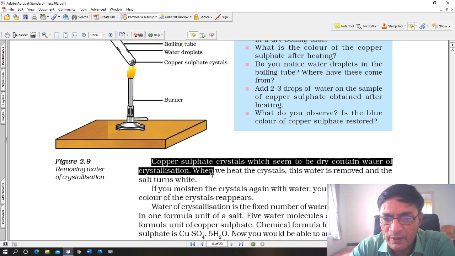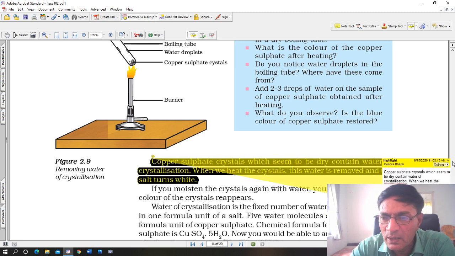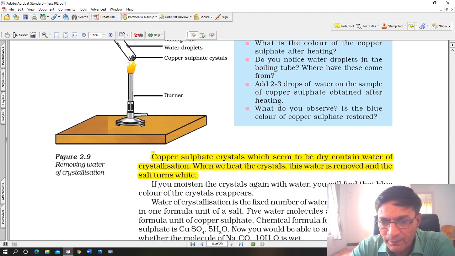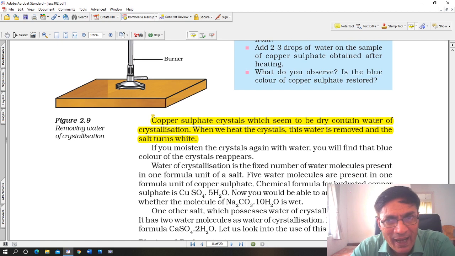When we heat the crystals, this water is removed and the salt turns white in color. Okay, just highlighting this part. It turns white in color. All right. If you moisten the crystals again, adding a few drops of water, you will find the blue color of the crystals reappears.